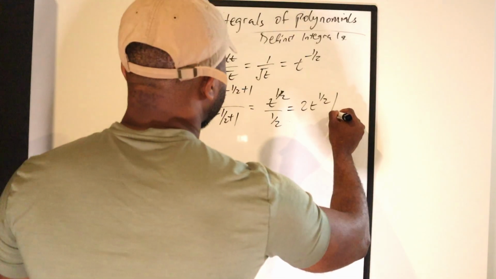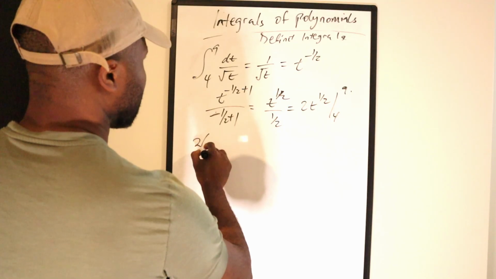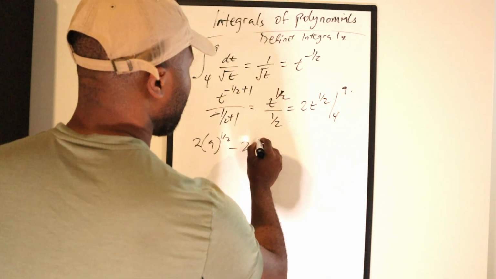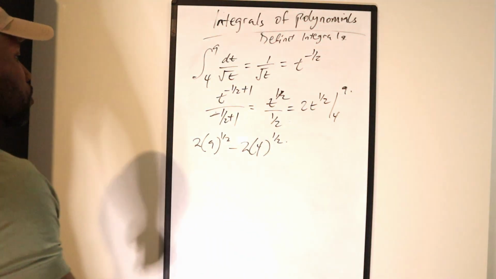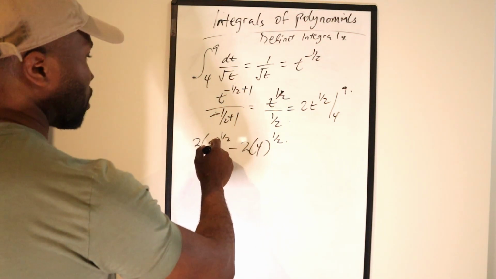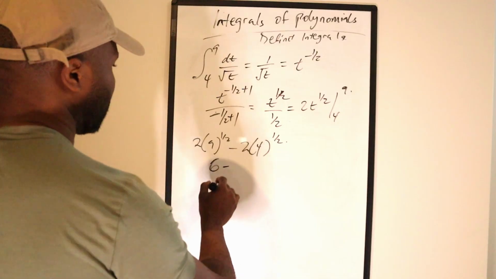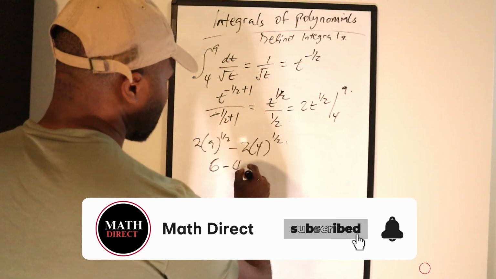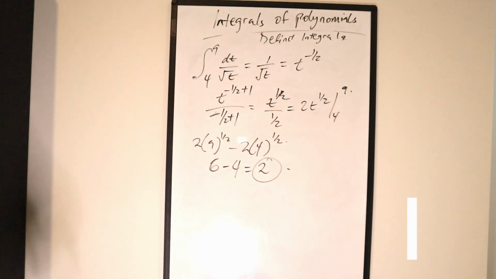Now we can apply our limits, 9 and 4. So 2t^(1/2): 2 times 9^(1/2) minus 2 times 4^(1/2). The square root of 9 is 3, so 3 times 2 is 6, minus the square root of 4, which is 2, and 2 times 2 is 4. So this is equal to 2. So this is how to implement definite integrals that have an upper limit and lower limit.